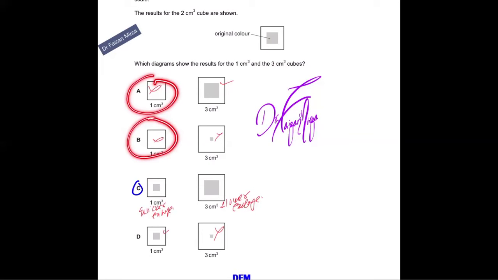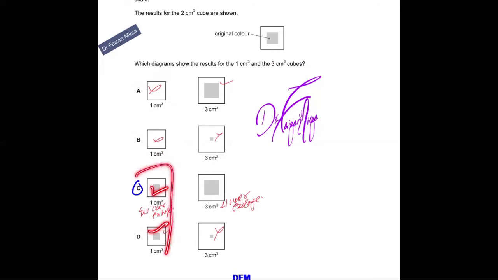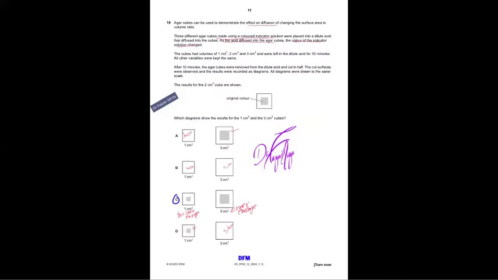So options A and B are incorrect. Options C and D both show the 1 cm cube as the same, so both qualify as far as the 1 cm cube is concerned. But when we look at the larger cube, option C shows the correct order, but option D shows a smaller area still having the original color, whereas the smaller cube has a larger area. That's not possible because a larger cube allows slower exchange. With a slower exchange, it will take more time for the dilute acid to enter and change its color. So option C is correct and no other option.